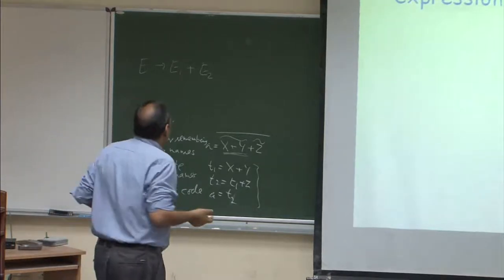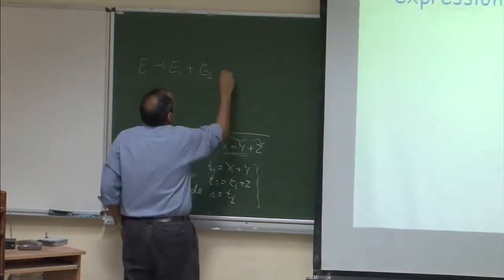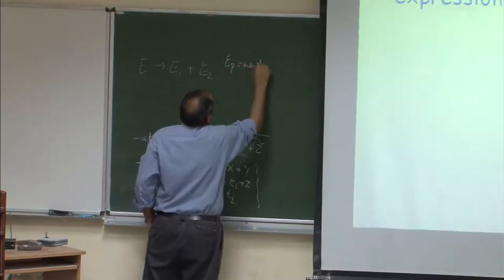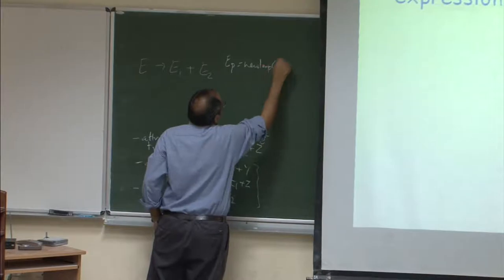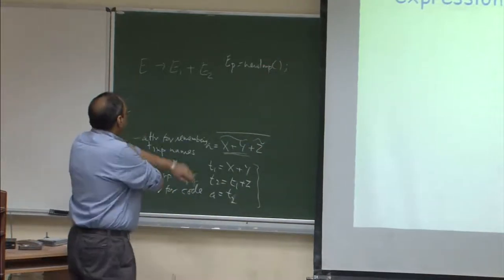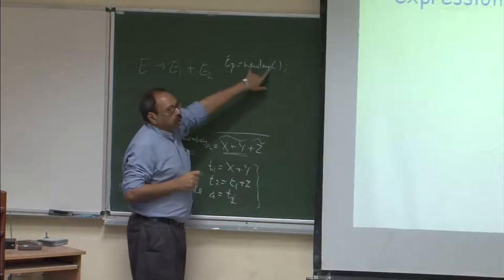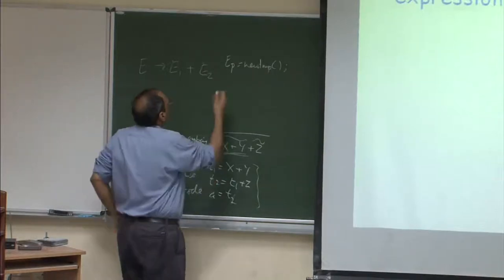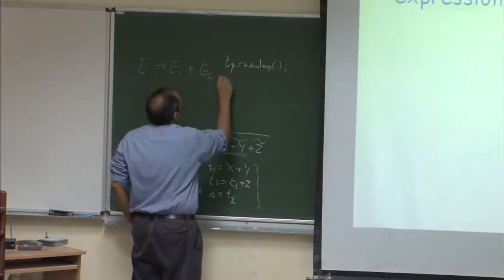So the way I can write my code is, I can say that E place is a new temp. Suppose I make a function call without any argument, which says that E place is going to be stored into the temporary name I have generated. And then I will say what is the code corresponding to E?